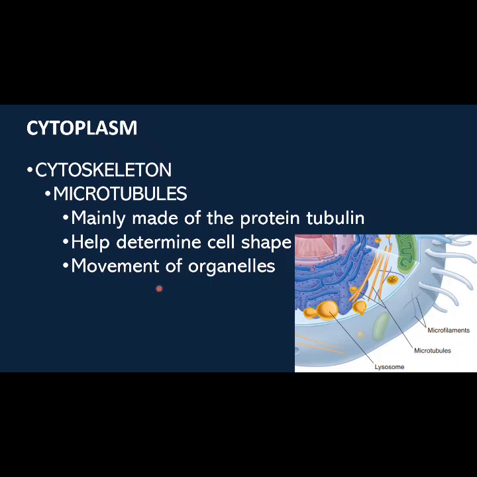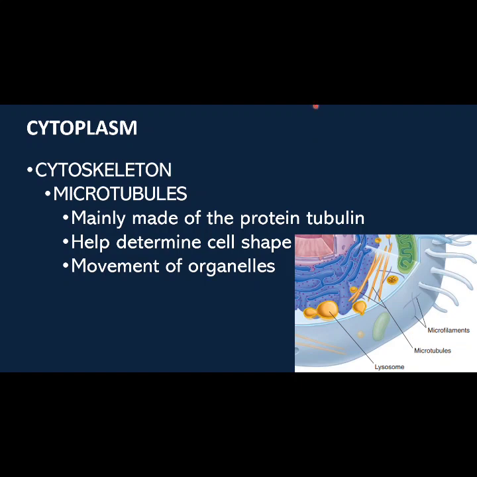Moving on to your microtubules. Microtubules are mainly made of the protein tubulin. If your microfilaments are made of actin and myosin, your microtubules are mainly made of the protein tubulin. It helps determine your cell shape, and it is also important in the movement of organelles.